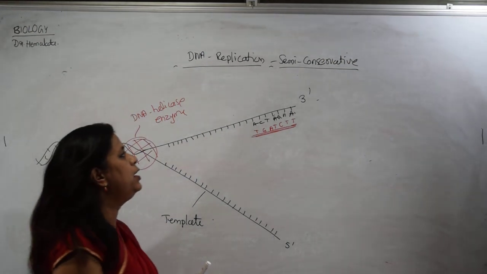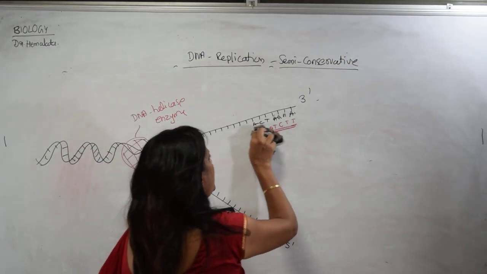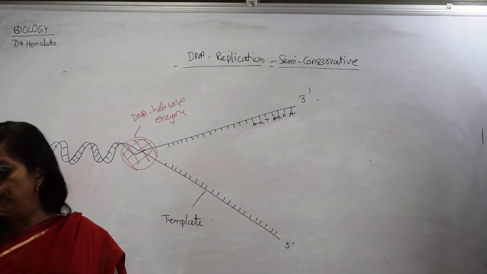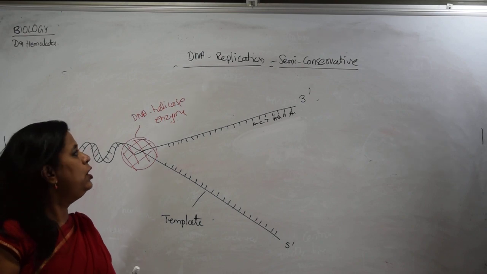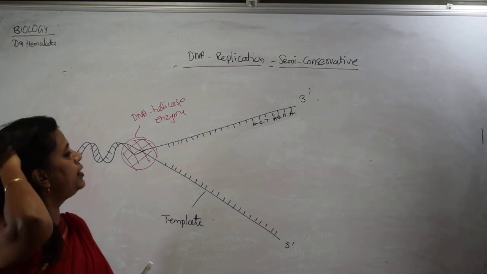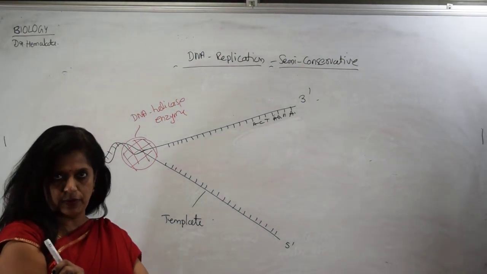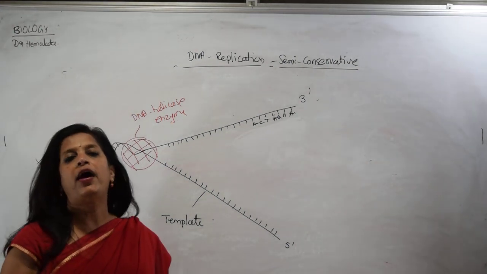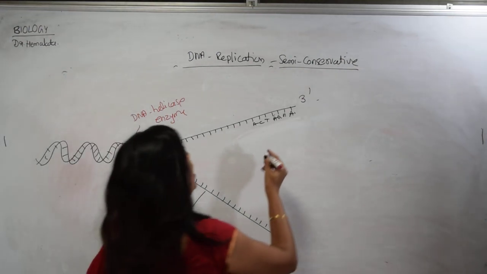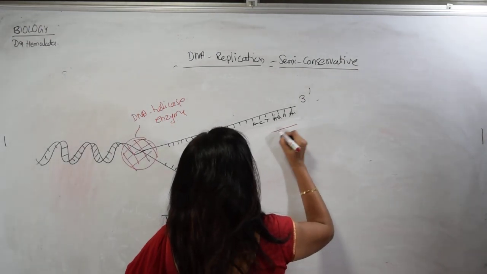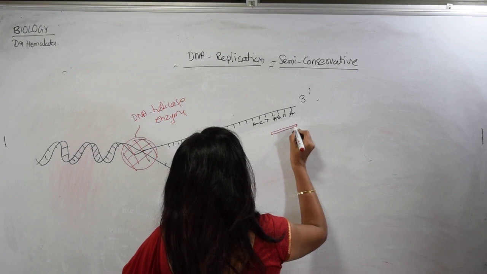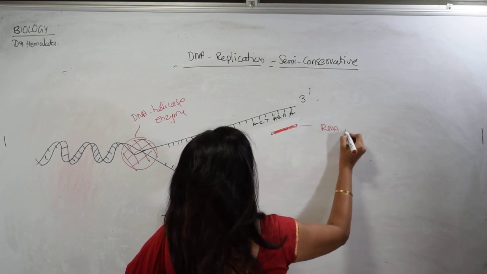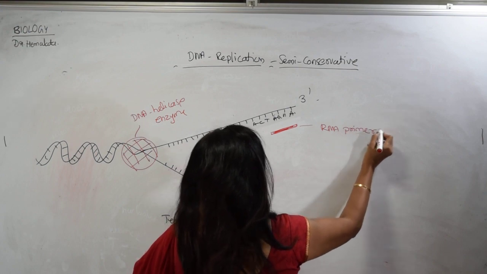What is happening is they require a small strand of DNA which is already present, on which only it can continue multiplying. So therefore, on one of the template strands that runs in 3' to 5' direction, there is a binding of a small strand of RNA, called the RNA primer. Whatever I am drawing here is the RNA primer. So what is RNA primer?